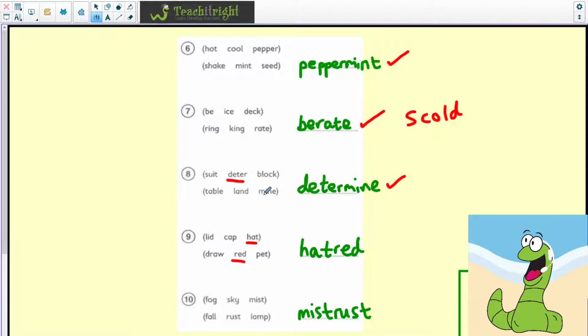I will just underline these because it's quite important. You can see which 2 words have been put together. There we go. And then the last one is mistrust. So we've got mist and then rust going together. So those are the 2 separate words.